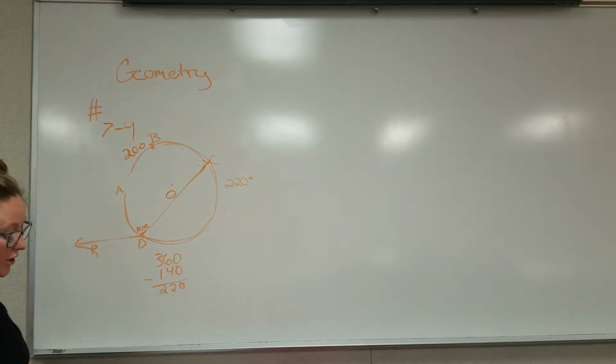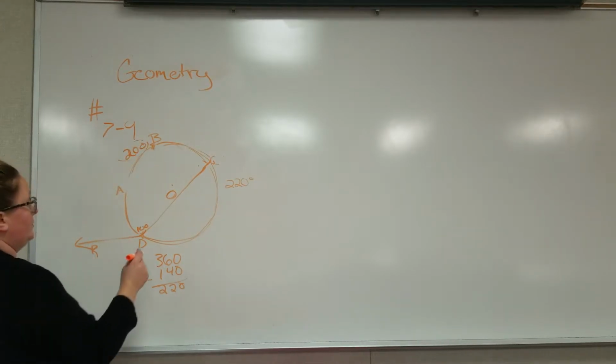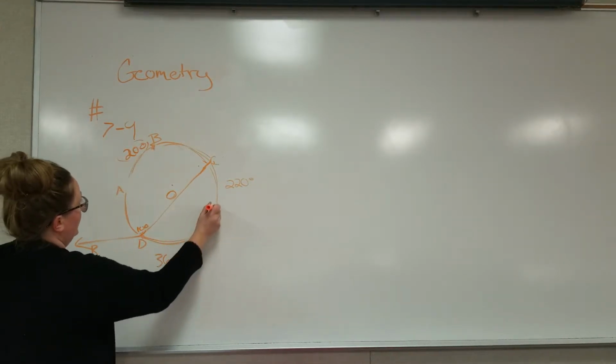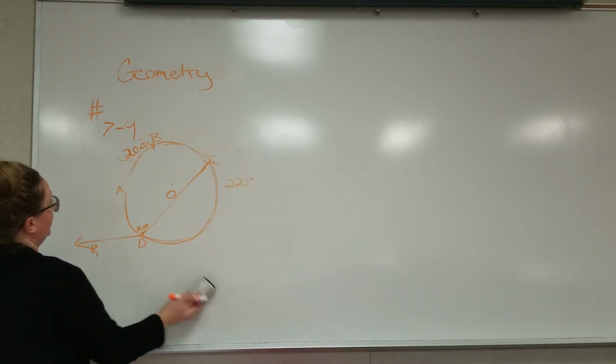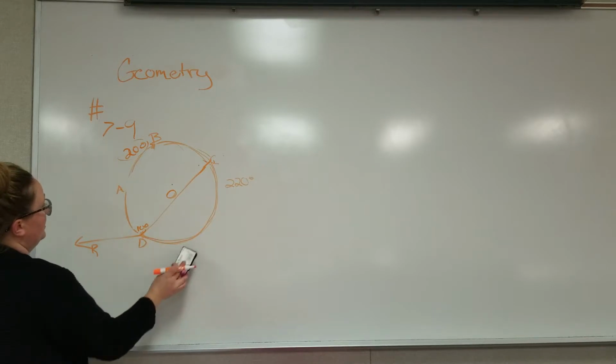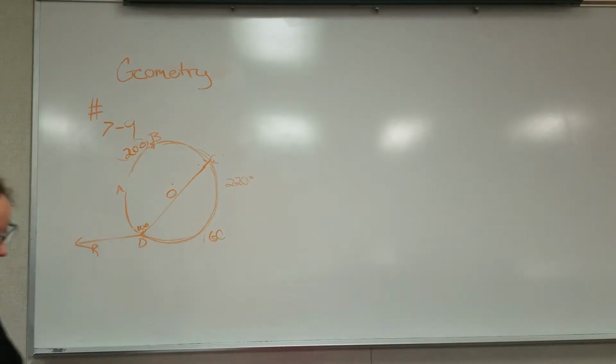All right, they want to know what is the measure of arc CD. So that's not this arc because it's over 180. That means it's over half the circle. They want the measure of this arc. So how many degrees are in one circle? 360, right? And then minus the 200 that's over here, and you'll have what's left, which is 160 degrees.